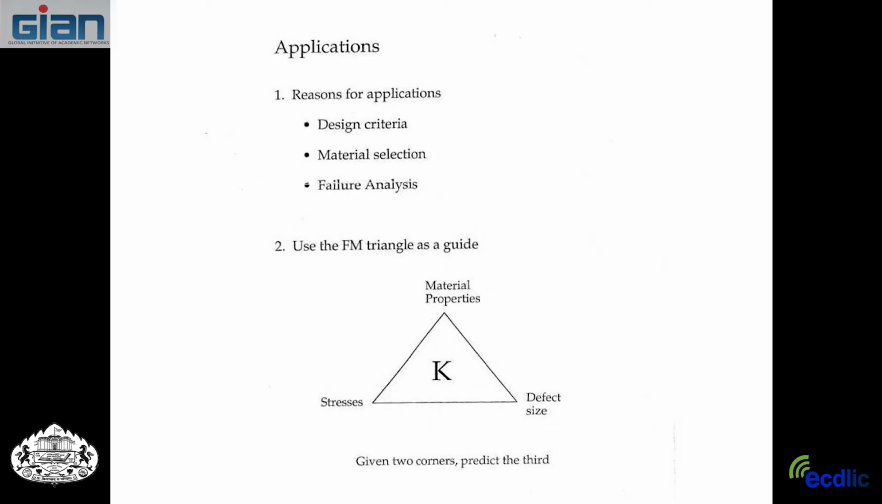We use fracture mechanics in the linear elastic range to do the analysis with the three things in mind that come into fracture mechanics analysis, which are the stresses, the defect sizes, and the material properties. Normally when you're doing an analysis, if you know two corners, you predict the third. So that's how the analysis is often done. Know two corners, predict the third corner.